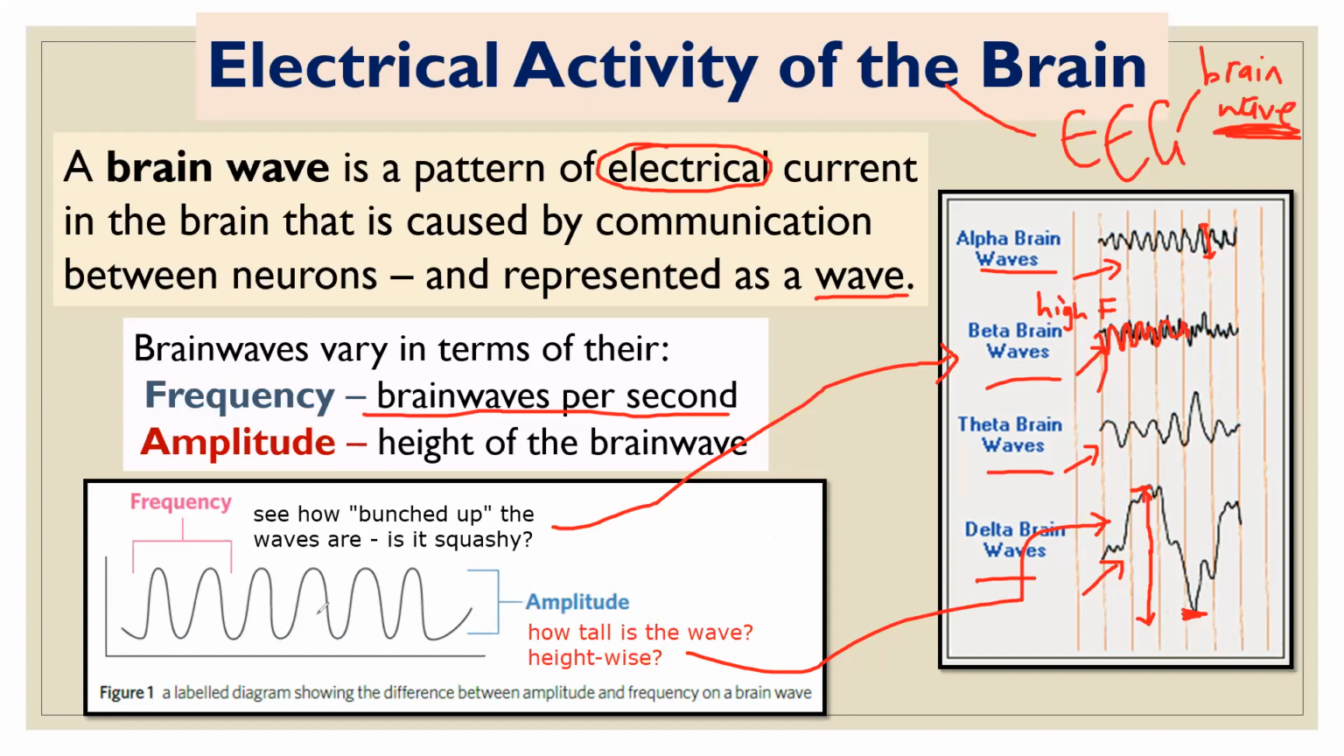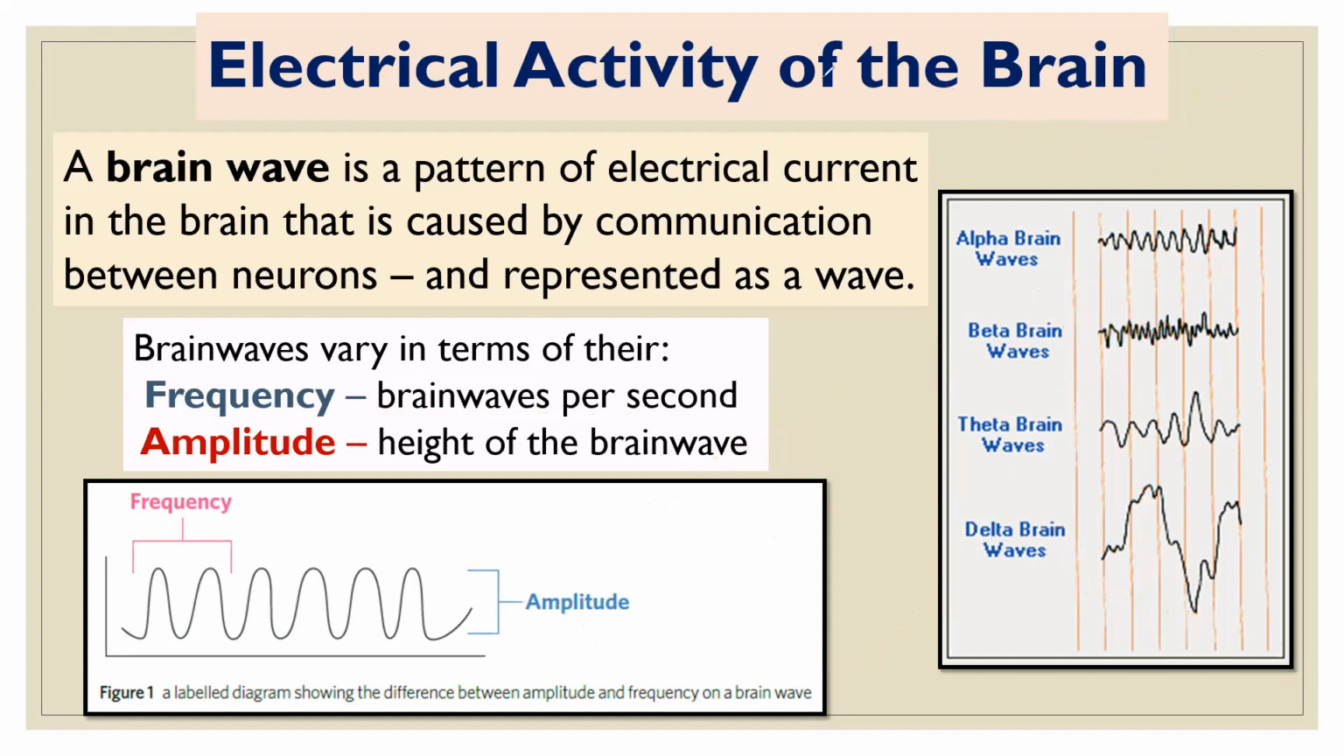Just use this understanding of the frequency, meaning how bunched up or squashed up the waves are together, and amplitude, meaning how tall the waves are height-wise. This is how I tried to remember it when I did this topic a million years ago. So that's basically electrical activity of the brain. These are the two main characteristics of brain waves. We're not going to ask you for anything else except frequency and amplitude, so you need to know these well.